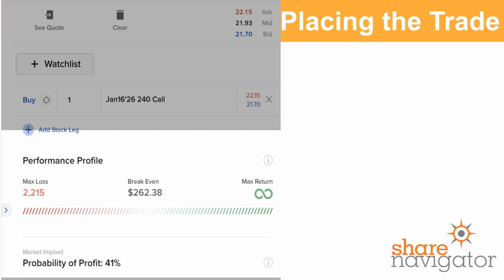The reason it's 41%, as you can see, is that the break-even price is higher than where the current stock price is at the moment. So in other words, at expiry, Apple share price needs to rise by $10 just to break even in this particular call option trade. So that's the trade-off.